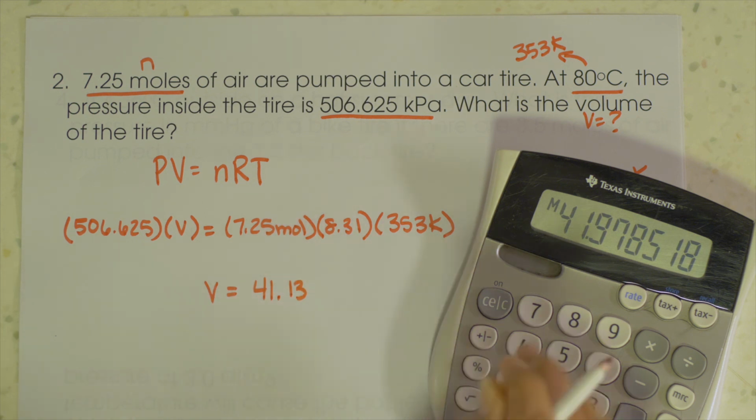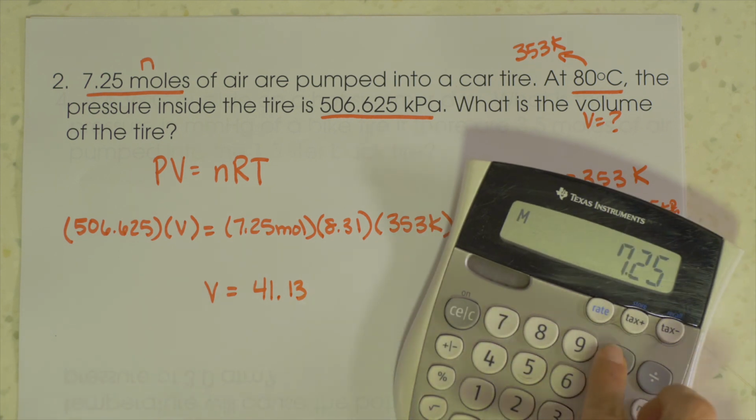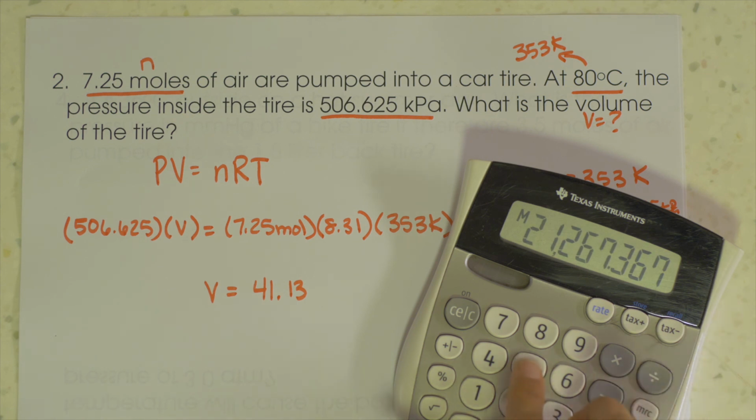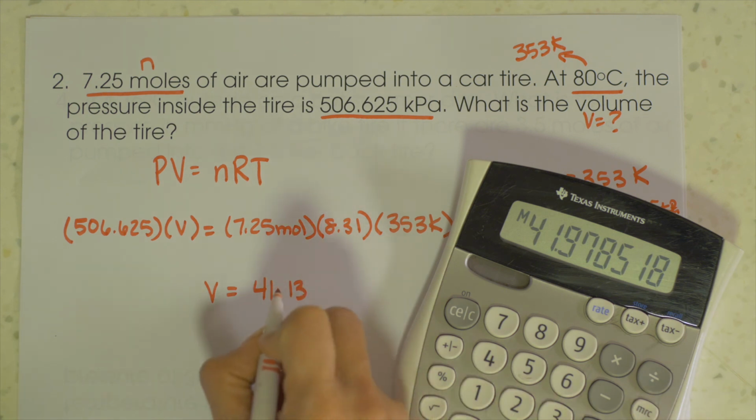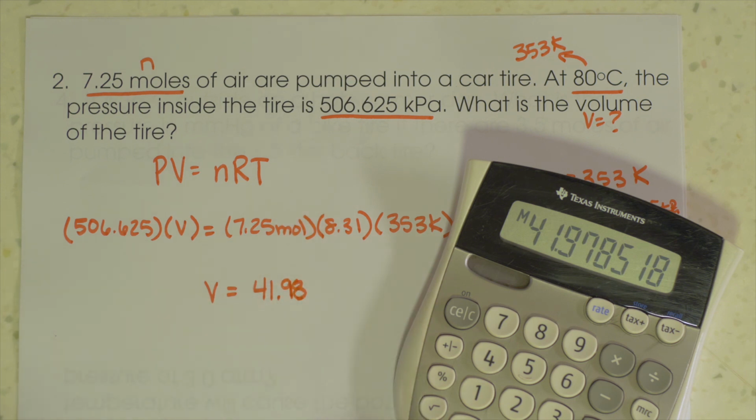And so my V should equal 41.13. Did I do that right? That looks different than my other number. Let me double check. 7.25 times 8.31 times 353, hit equal. Divide by 506.625. Yep, okay, did get it wrong. 41.98, rounding that up.